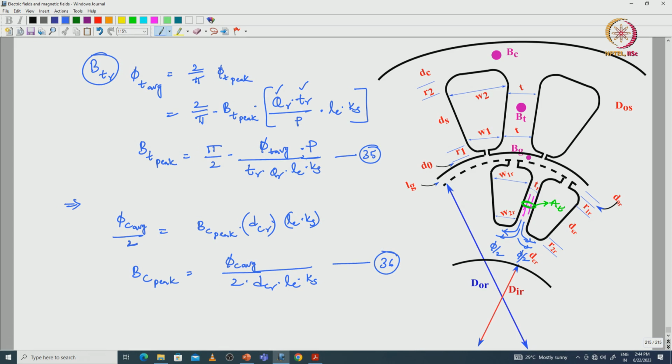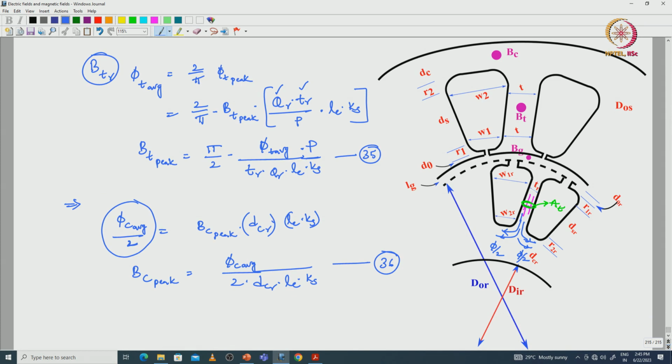Here the maximum flux with respect to the teeth, whatever is coming towards the back iron, is splitting into two parts. The flux per pole is splitting into two parts and flowing through the back iron, that is why I have considered phi C by 2 here, that is BC peak value is equal to this one.